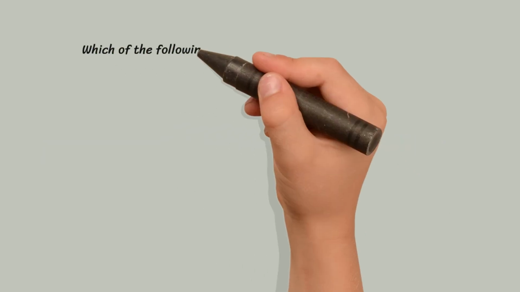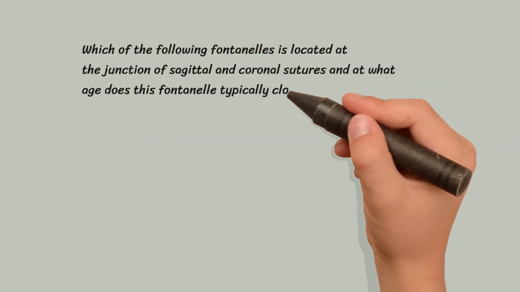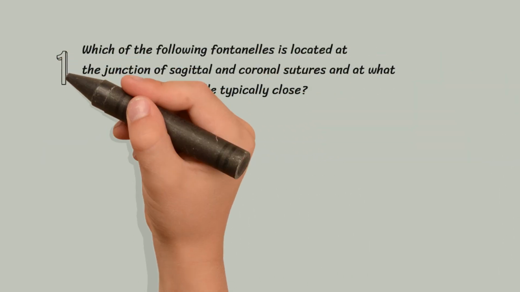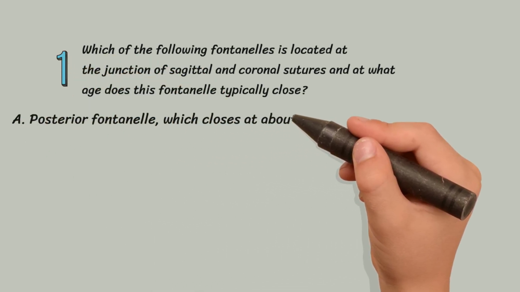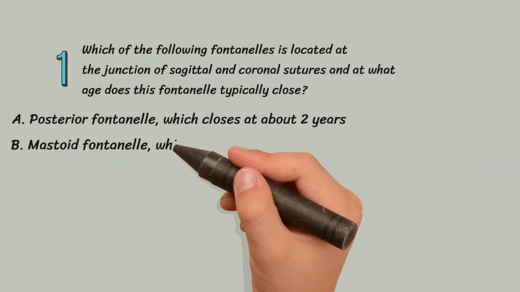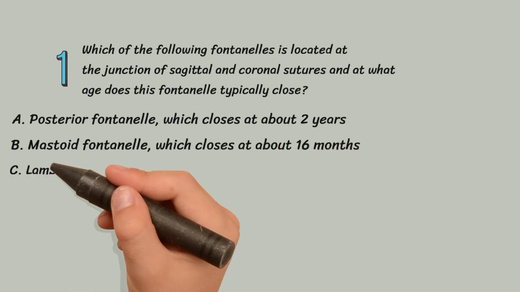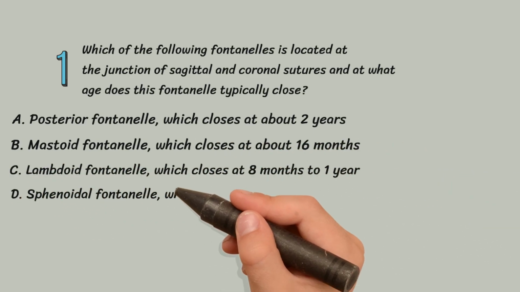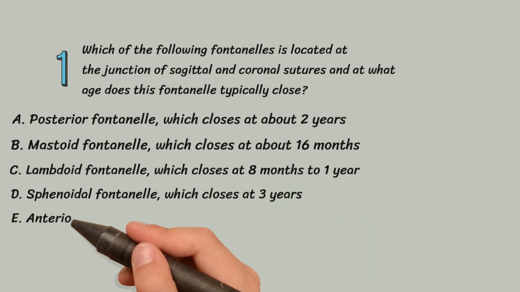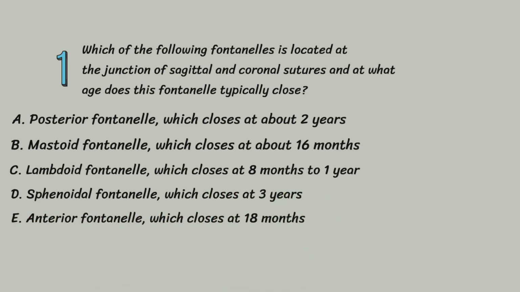Which of the following fontanelles is located at the junction of the sagittal and coronal sutures? What age? Posterior fontanelle, age 2; mastoid fontanelle, 16 months; lambdoid fontanelle, 8 months to 1 year; sphenoidal at age 3; anterior fontanelle, 18 months.